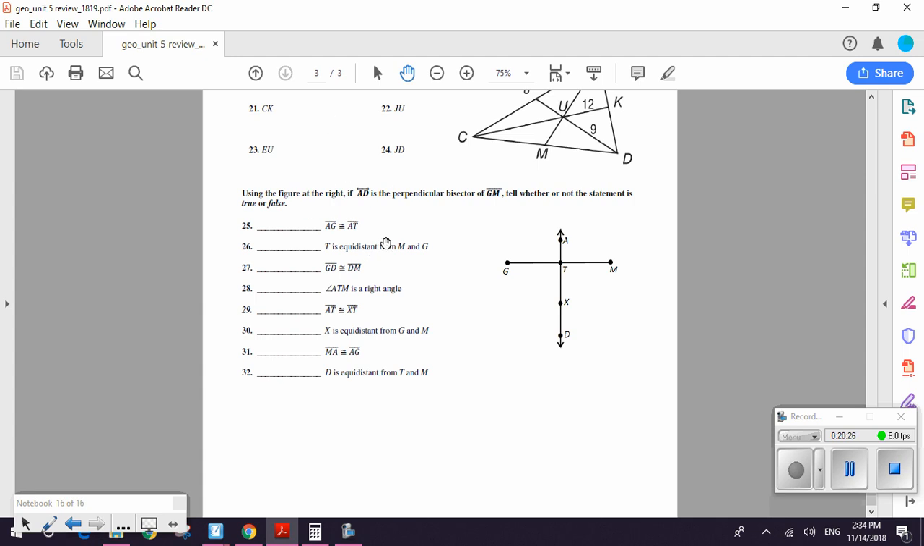Using the figure at the right, if AD is the perpendicular bisector of segment GM, tell whether or not the statement is true or false. So again, we talked about this as well. If it's perpendicular, let's have our 90-degree angle. If it bisects, let's show our tally marks.